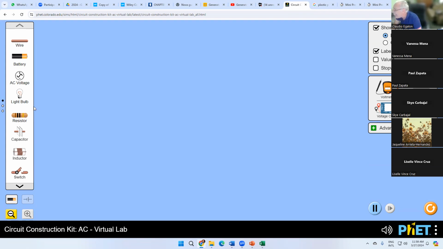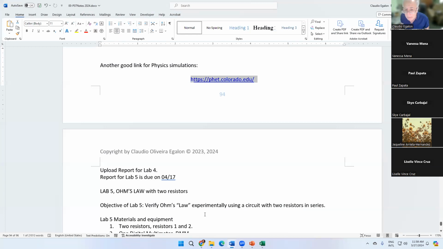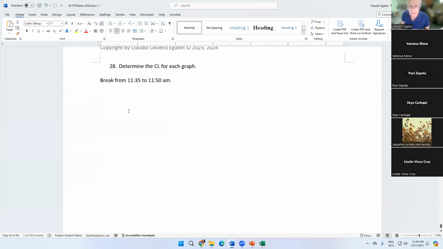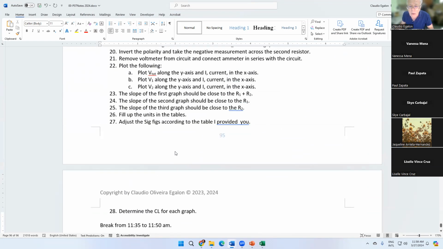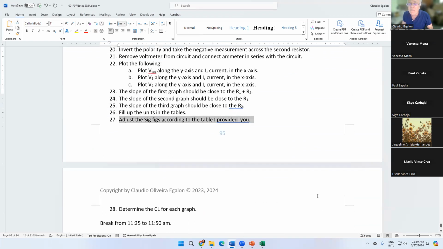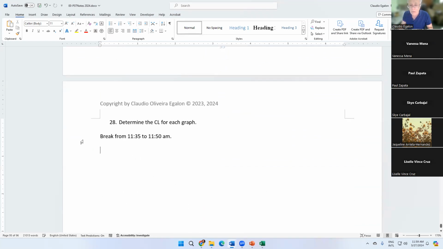It's 11:58 right now, and there are more things that we have to do in this lab, in this spreadsheet. Make sure you get the sig figs. I'm going to write that down here. Already did that. Oh, I already wrote it here. Here you go. The sig figs, and submit this lab report three weeks from now, lab 5.